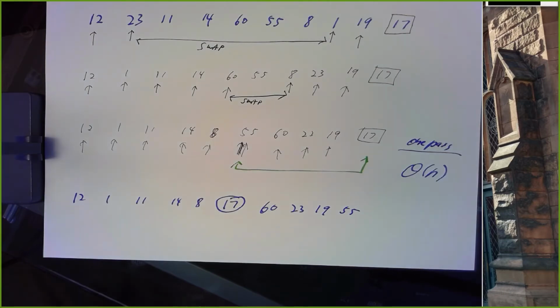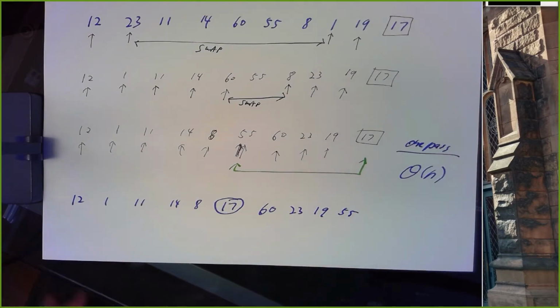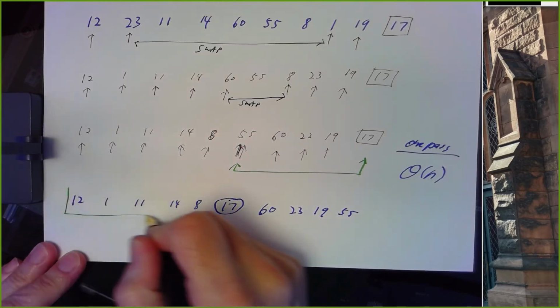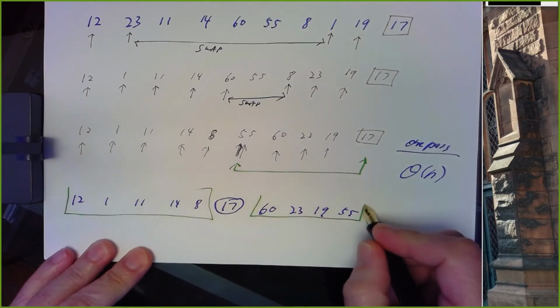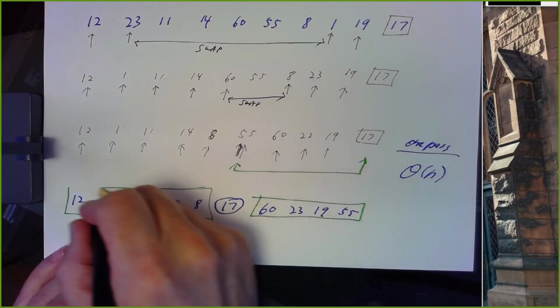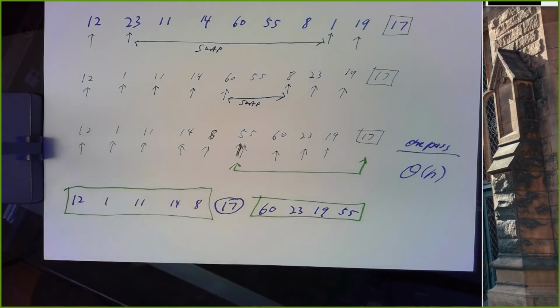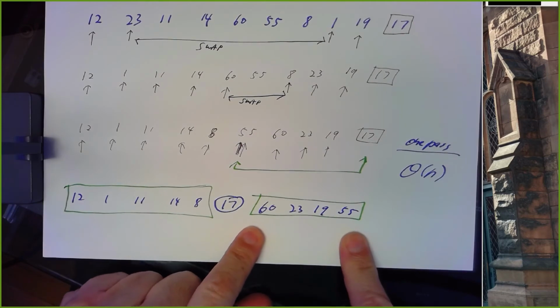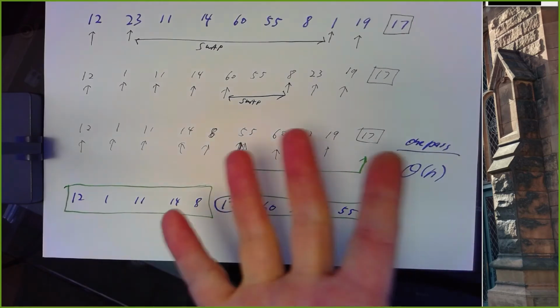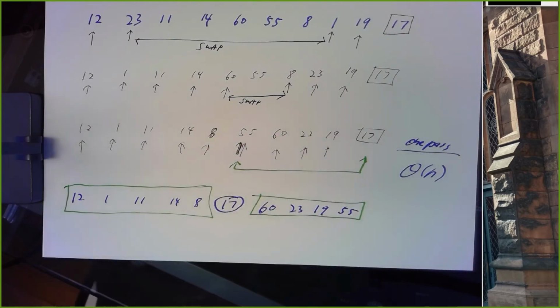Well, my list is not sorted. 60, 23, 19, that's not in sorted order. 12, 1, 11 is not sorted. But since everything over here is less than 17, and everything over here is bigger than 17, and 17 is in the correct spot, all I have to do now is sort this 5-element array and sort this 4-element array. How do I do that? Call my quicksort algorithm. So this is recursive.